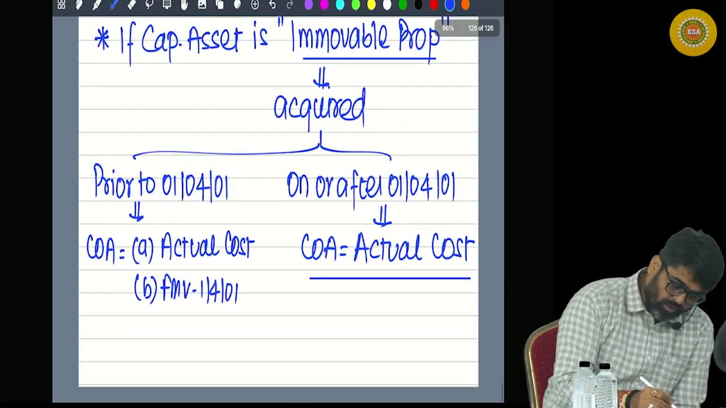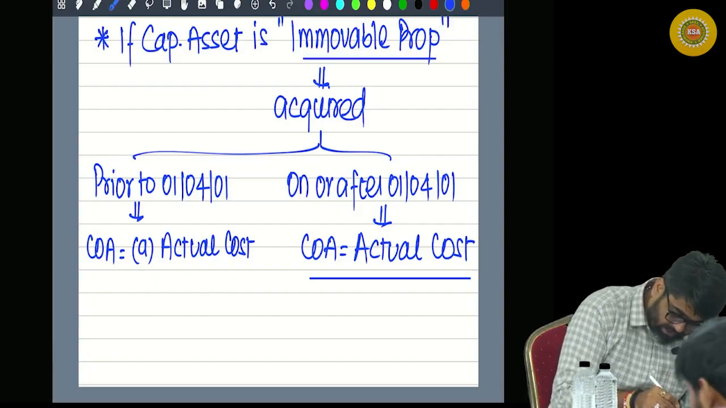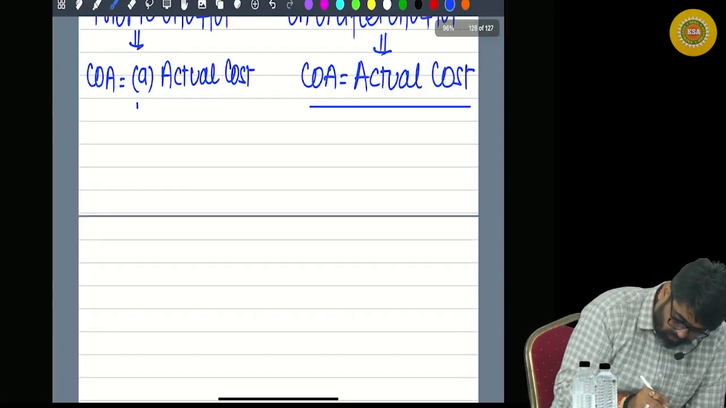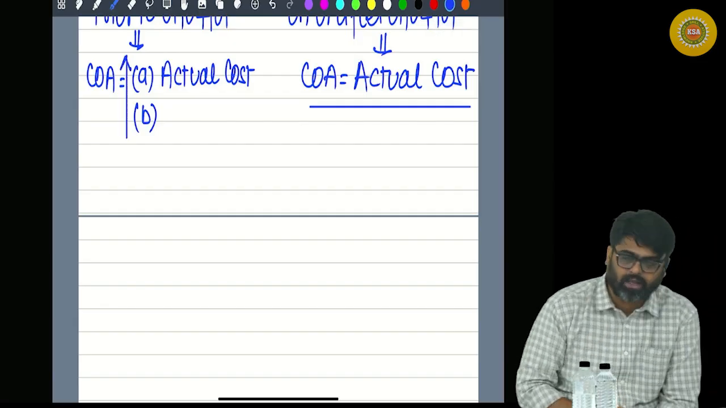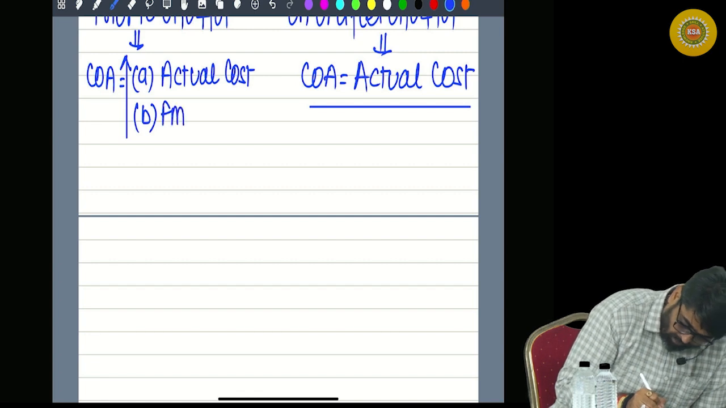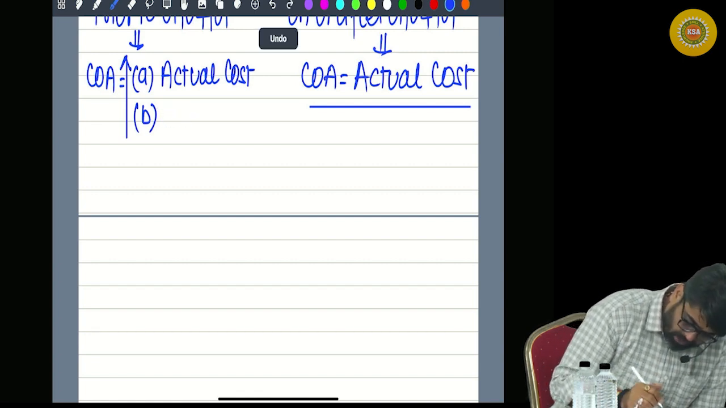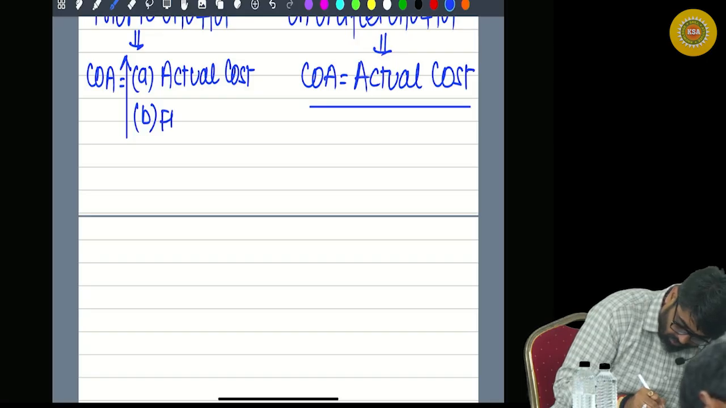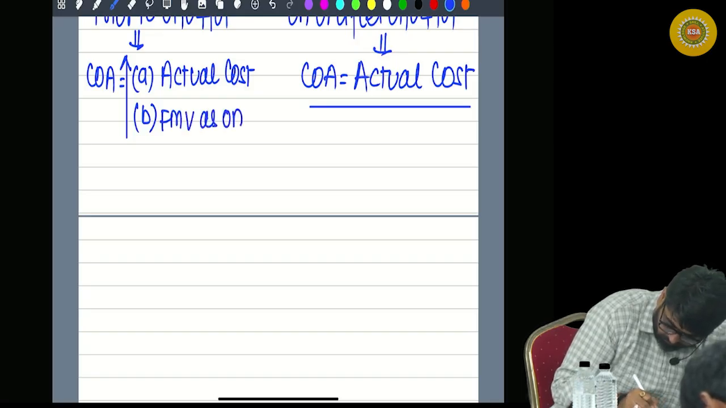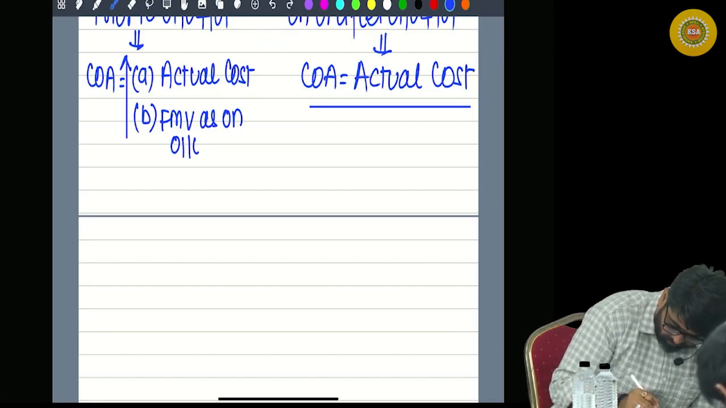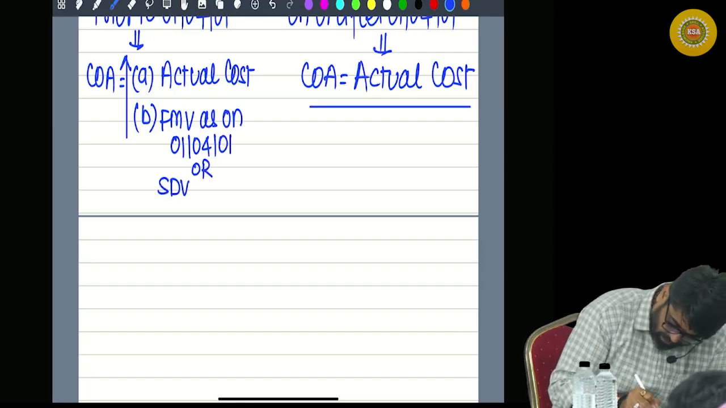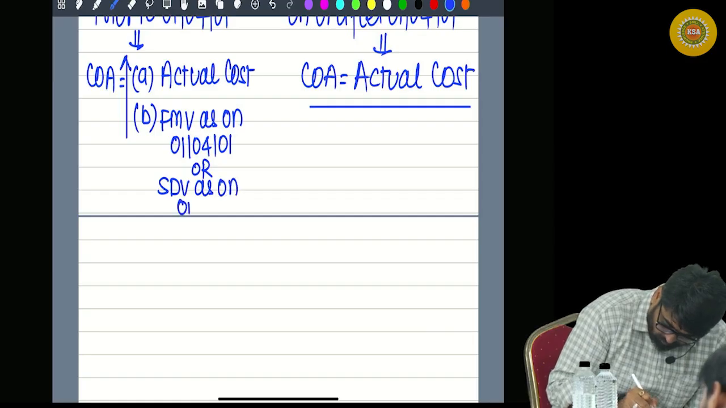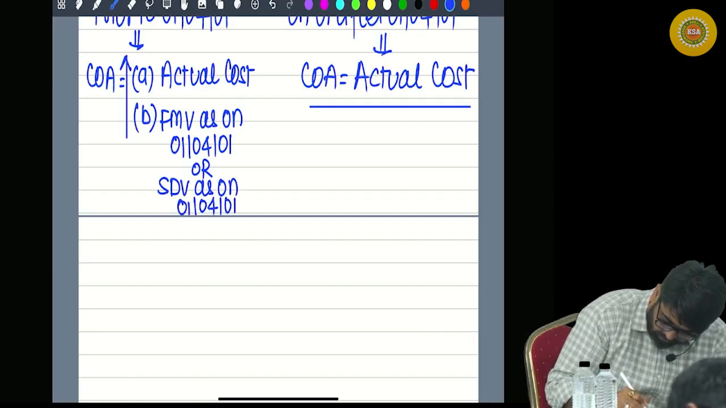So tell me, should I take actual cost or fair market value? Whichever is higher, I will take that. So fair market value, in part B, fair market value as on 1st April 2001, or stamp duty value as on 1st April 2001.